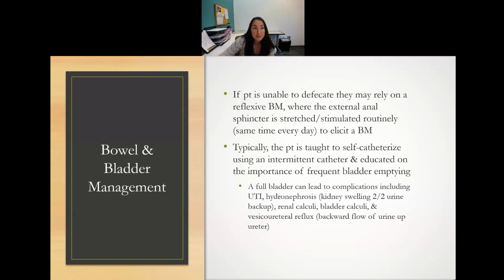Remember, your urine has a lot of things in it that your body's trying to eliminate. And so the longer it sits in your bladder, the more likely you are to get an infection. You want to get that out as often as possible.